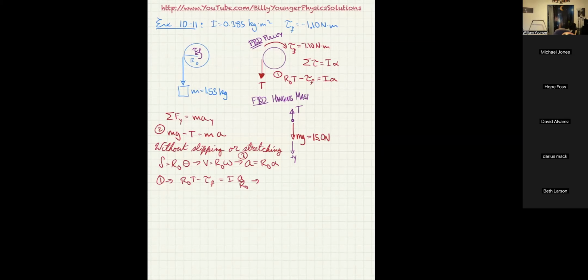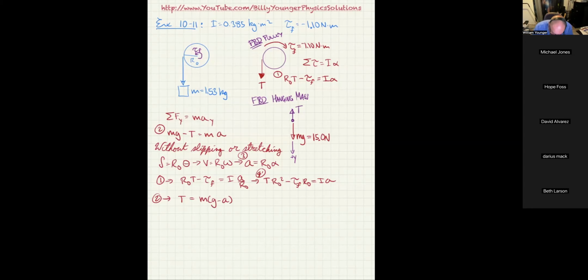I can multiply both sides by R0, and I get T R0 squared minus tau friction R0 is equal to I times a, not alpha. Let's call this equation 4. Now I'm going to take equation 2 and solve for T. What I get is T is equal to m times g minus a.